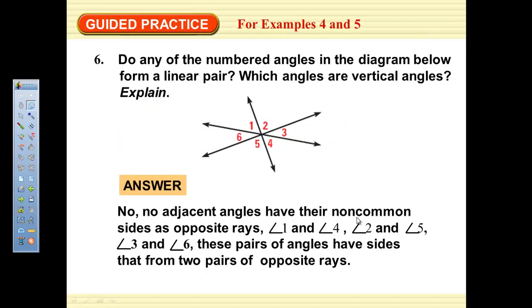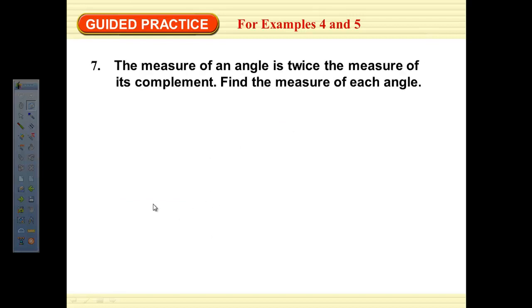No adjacent angles have their non-common sides as opposite rays. That's a little technical. But for this one, I think I like this a little bit better. These pairs of angles have sides that form two pairs of opposite rays. Oh, I don't like that either. Okay. We move on anyways.